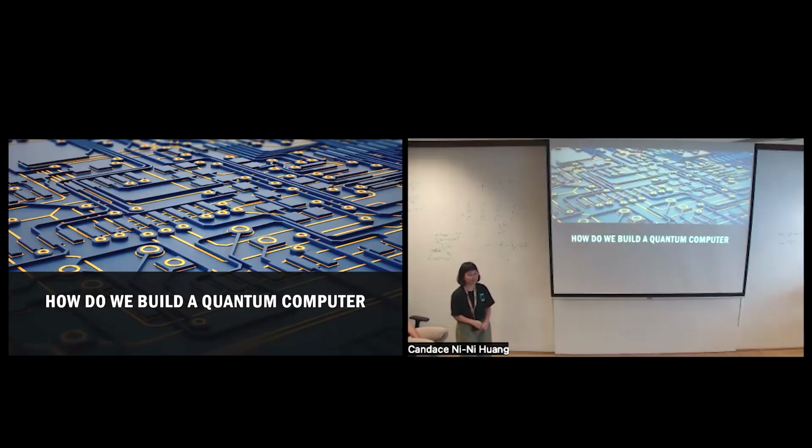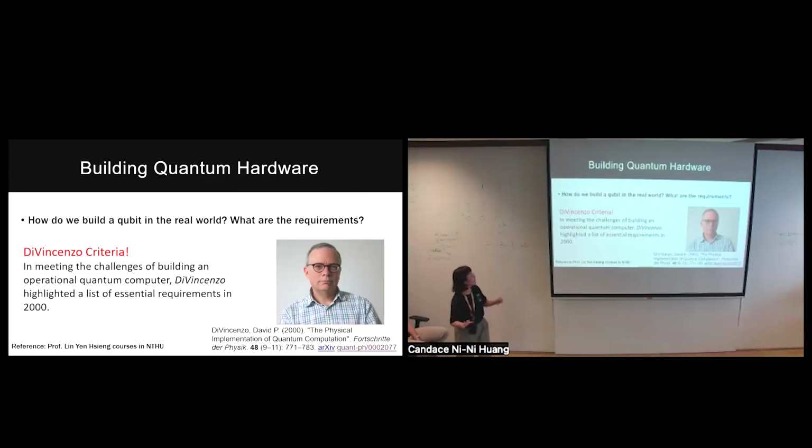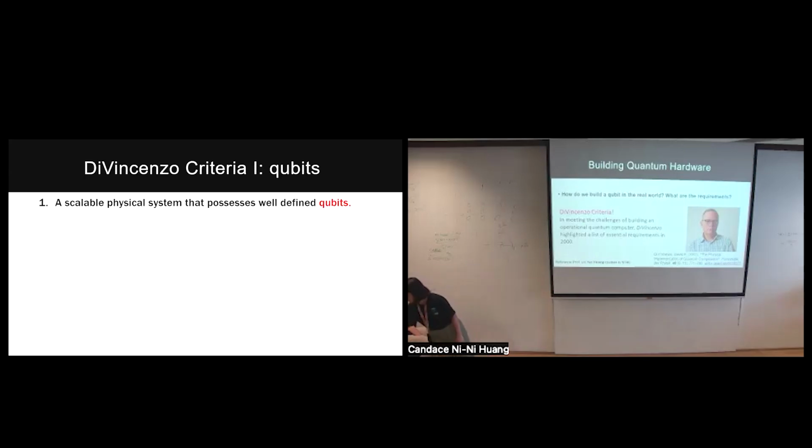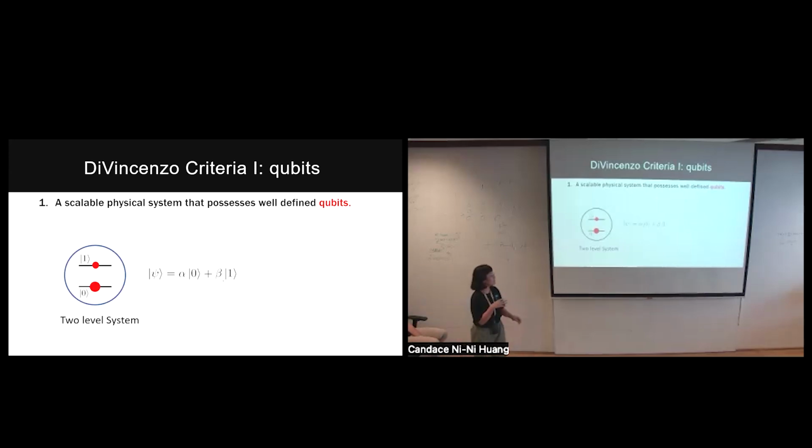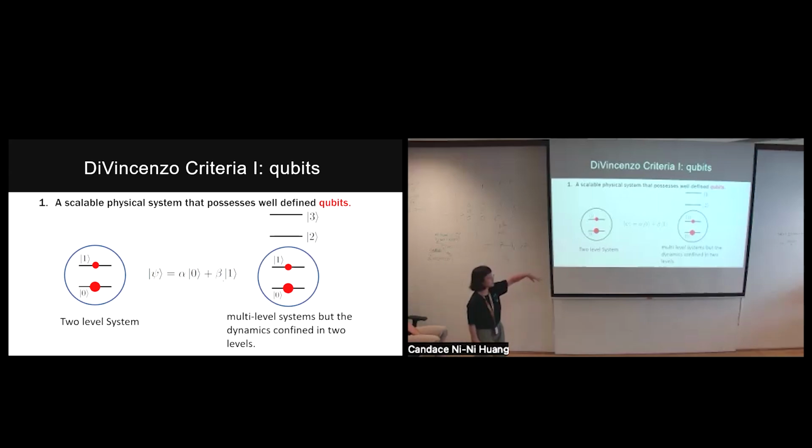Then the question would be how do we build a quantum computer if this is advantageous? There's another person, DiVincenzo, who proposed several criteria to fit in order to build a good quantum computer. The first thing is the qubit. You need a well-defined two-level system that represents 0 and 1. For example, say you have a multi-level system. To be a good qubit, you need to make sure it's confined to these two levels so it doesn't jump up, because if it jumps up, then it's not a qubit anymore.